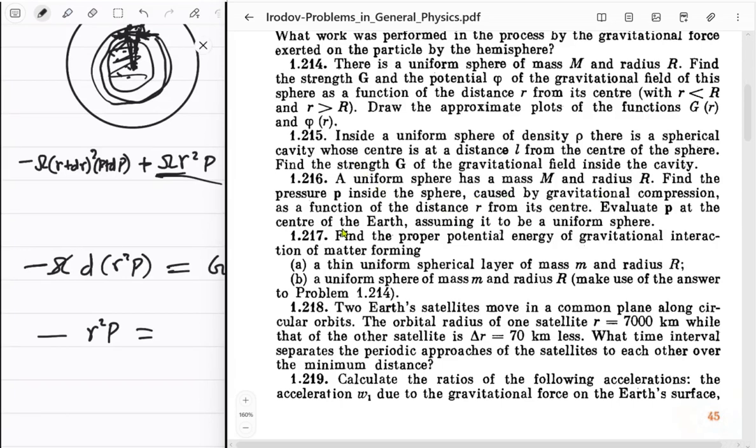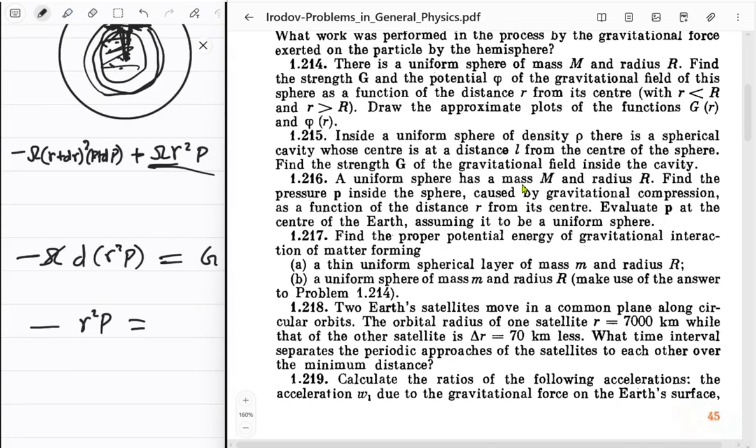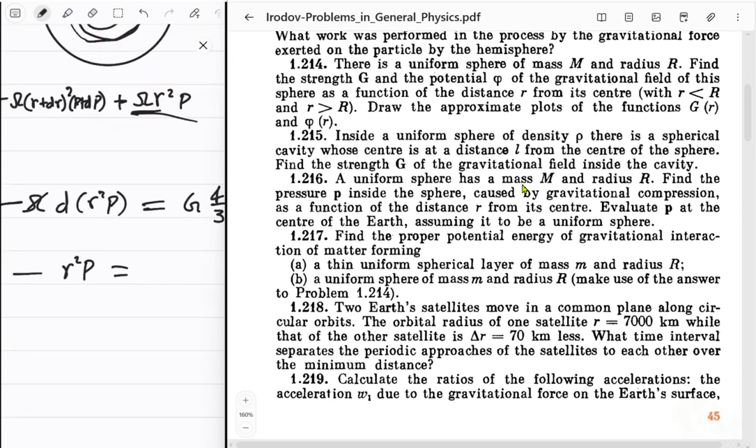Distance apart from the center. Yes, but, oh, so at the center of Earth, assuming it to be uniform. Okay, this is very weird. Whatever. But why is this negative stuff over here? It's not making sense anymore.